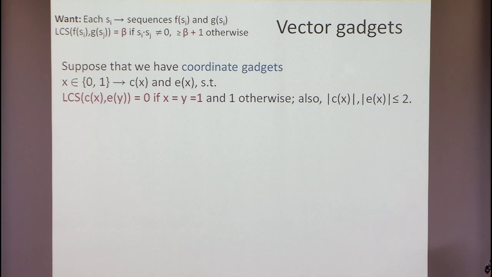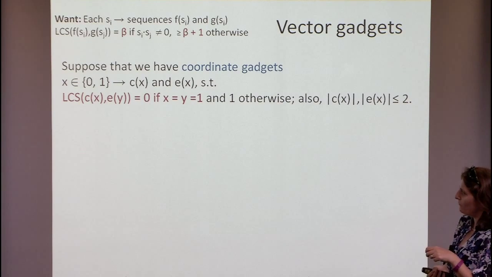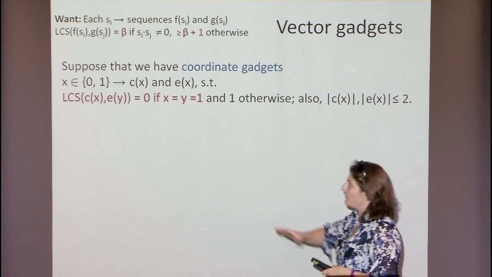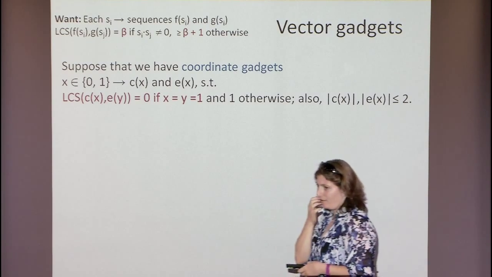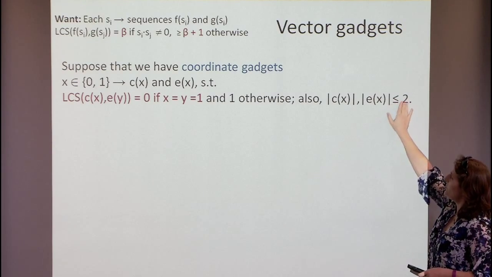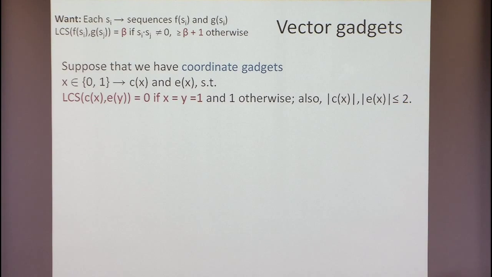This is very nice because when you take inner products, this is exactly what you care about. When you get a 1 in one vector and a 1 in the other, you get that they're not orthogonal, and this is when you want the longest common subsequence to be small. So, okay, let's assume that somehow we get these coordinate gadgets and that they're very, very short. So they're sequences of length 2. We'll see this in a bit.